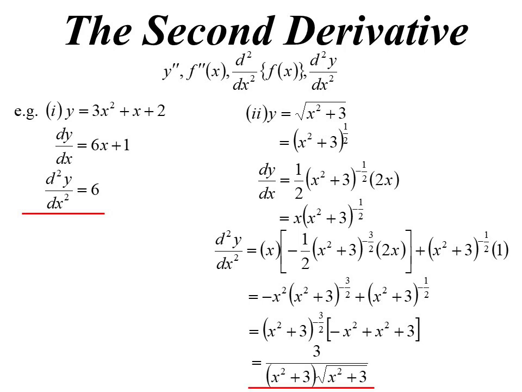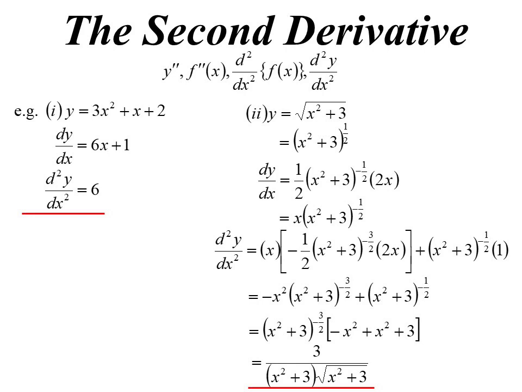So on the bottom of the fraction we'd have x squared plus 3 to the 3 on 2, or 1.5. So it's x squared plus 3 to the power of 1 times x squared plus 3 to the power of a half. Power of a half means square root. There it is in all its glory, the second derivative.